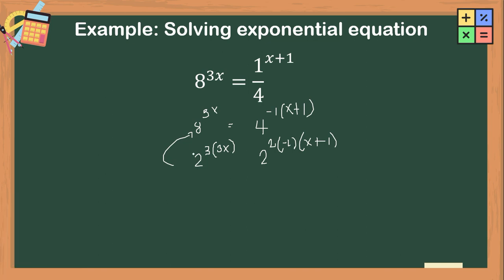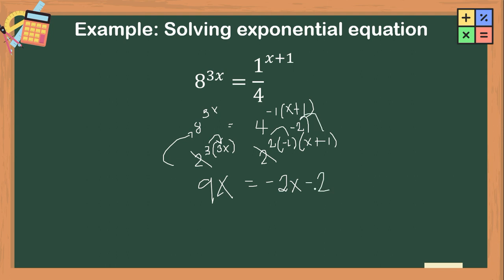Okay? So now, we can eliminate the base since parehas na sila. Then, what is 3 raised to 3x? What is 3 times 3x? 9x. So the answer is 9x. What is 2 times negative 1? Negative 2. Negative 2 times x. Negative 2x. Then negative 2 times 1.